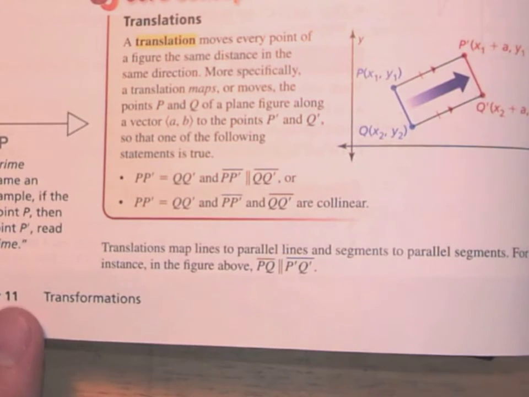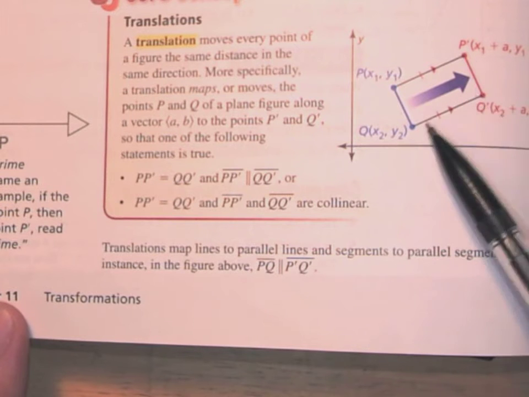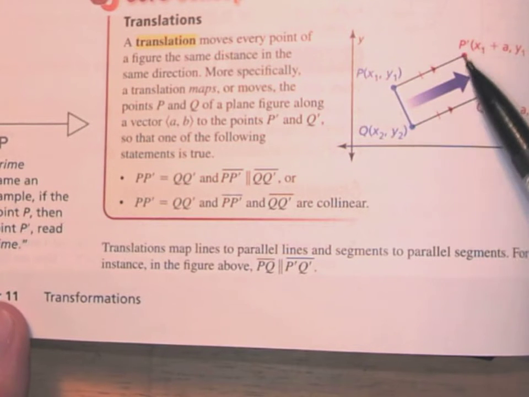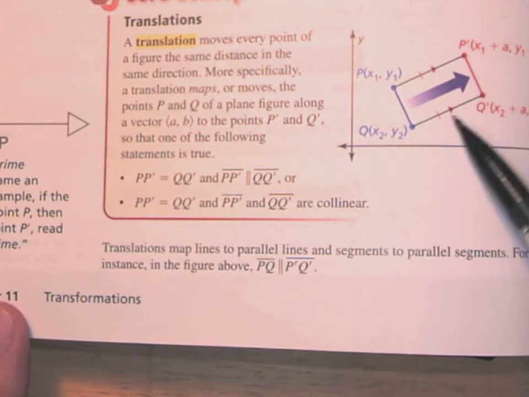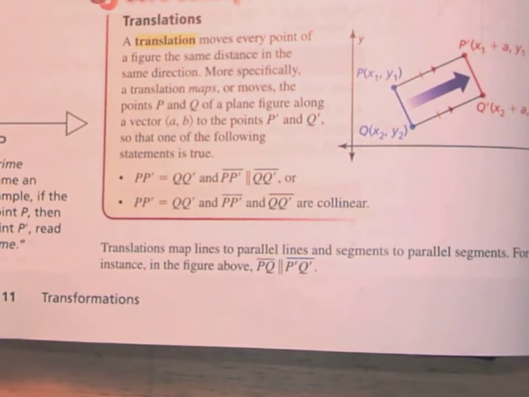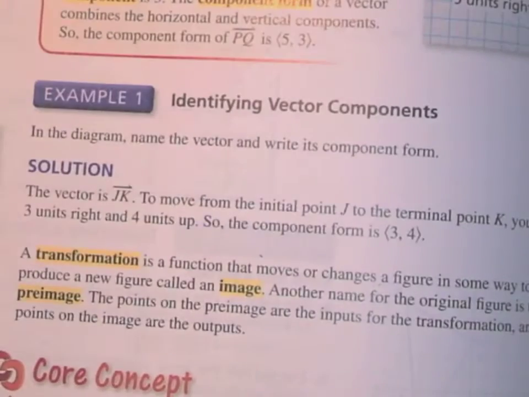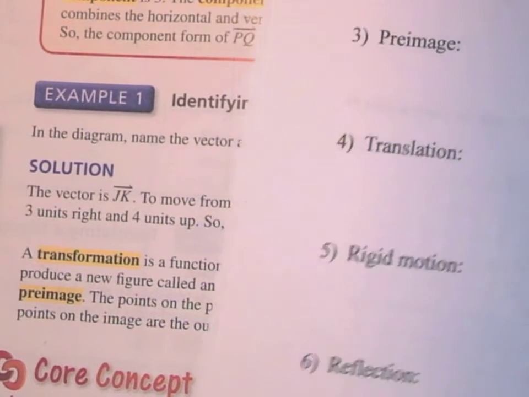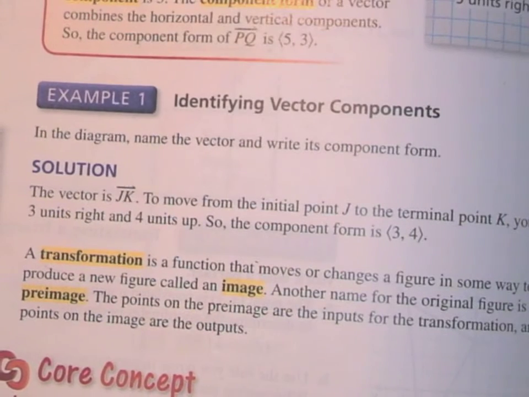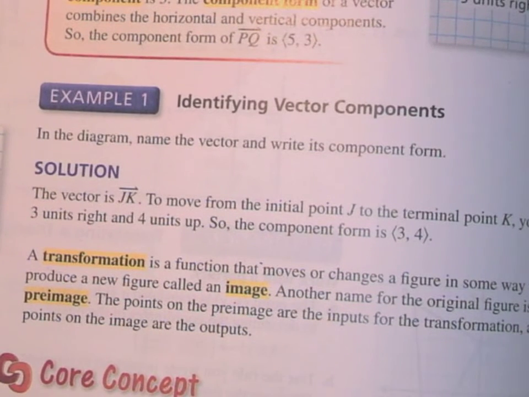Sorry. So what this is saying is the distance between a point and its image is going to be the same. Also, the lines that connect those points are going to be parallel to each other. So that's kind of neat, kind of interesting. Okay. So we talked about translation, right? Translation is the next definition in your worksheet. And it's a transformation where every point of the figure moves the same distance in the same direction.